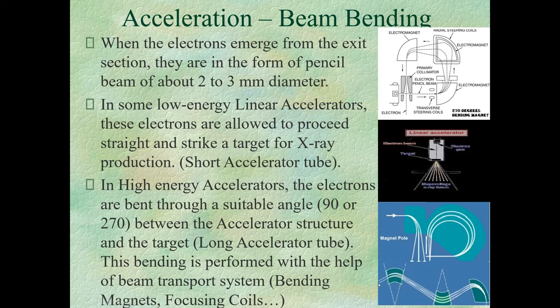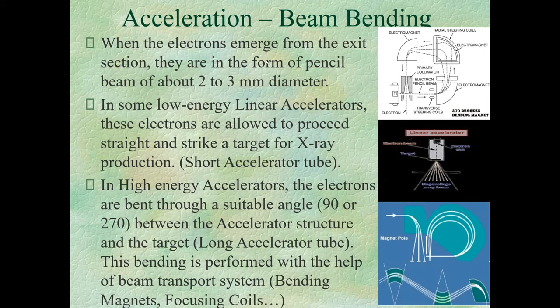Elekta bends the electrons at 90 degrees. So they move the electrons through different bending magnets and then bend them at 90 degrees to bombard them on the target. Varian accelerators and other accelerators can bend them at 270 degrees. So when the electrons come out of the window, they pass through the bending magnet, take a 270 degree turn, hit the target, and then go through primary and secondary collimation. We will look at these in detail also.